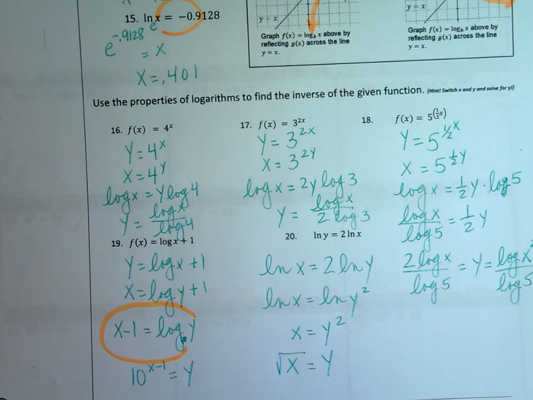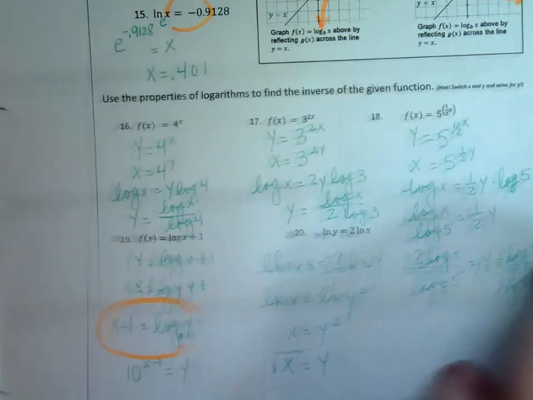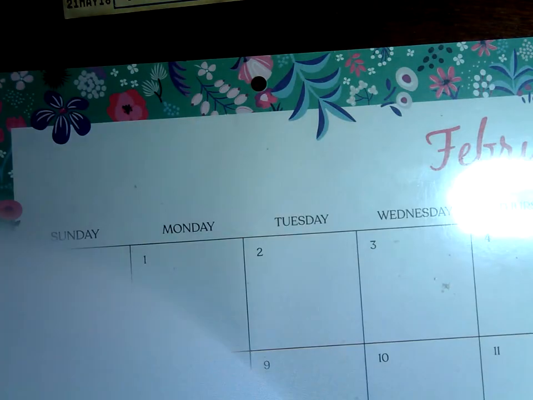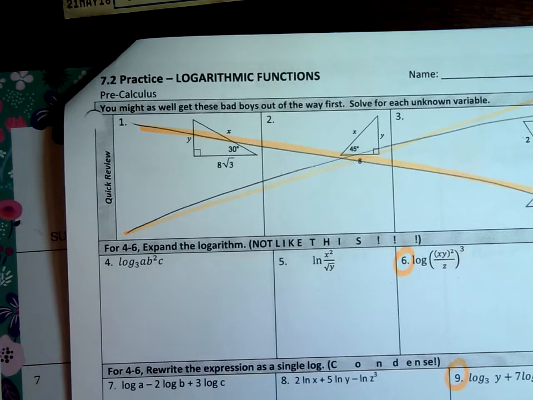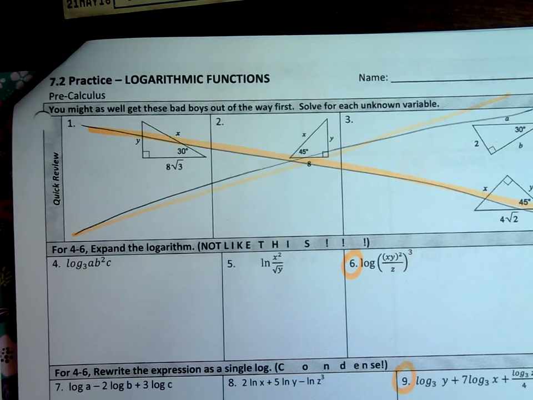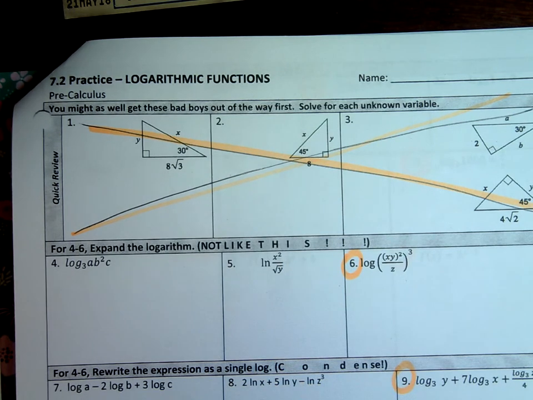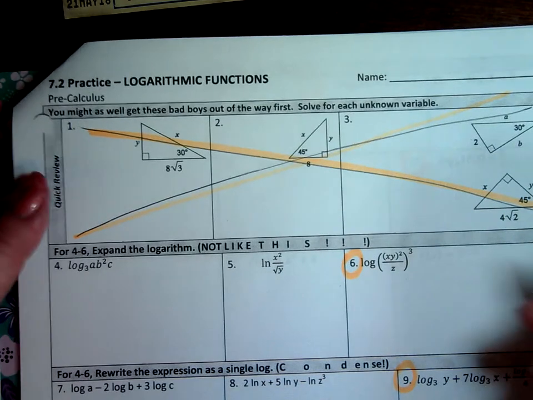Okay, a few example problems, and then we are done with this section. All right, flip into the practice problems. Numbers 1, 2, and 3 we are not doing. They're talking about right triangles and special right triangles, back in geometry. We're going to start with number 6. This is expanding and condensing. In this case, expanding. Numbers 1, 2, and 3.